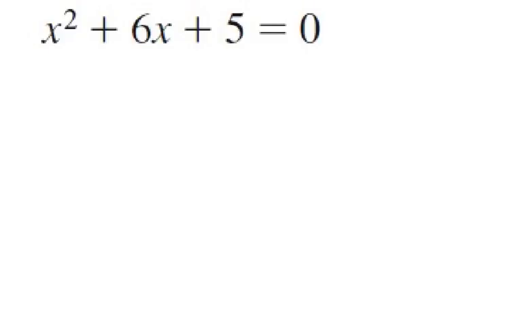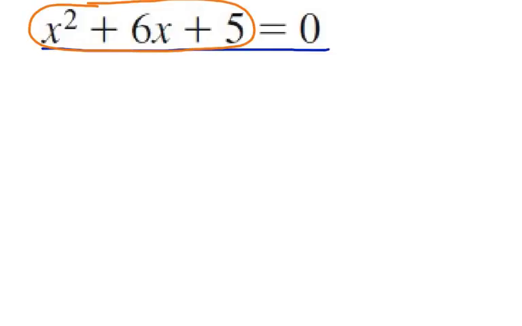In this video, we're going to look at solving quadratic equations by factorising. So we've got a quadratic equation here, x squared plus 6x plus 5 equals 0. The first thing we need to do is to look at the left-hand side, and we need to factorise this quadratic. We start by looking for numbers that multiply to make 5. So the only pair of numbers that multiplies to make 5 are 1 and 5.